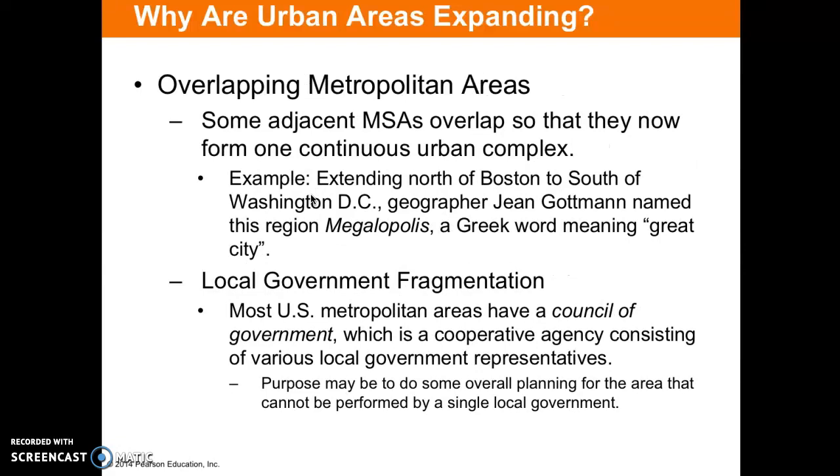Some adjacent MSAs overlap, so now they make one giant continuous urban complex. They call this a megalopolis. This is like north of Boston all the way down to Washington, D.C., that really complex, dense urban area. Most U.S. metropolitan areas have a council of government. This is municipal or local government, and these are cooperative agencies that consist of various local government representatives.